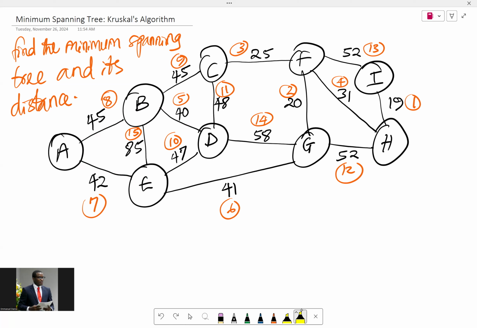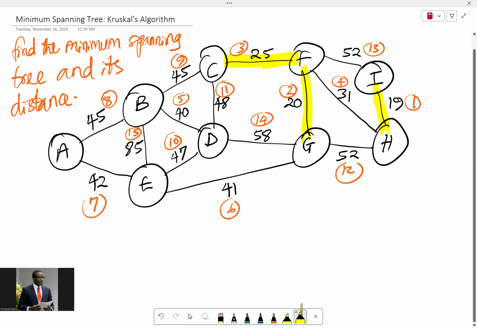So here the algorithm is different. We start from the smallest edge. 19 is the smallest, so with that, we add H and I to the minimum spanning tree. After 19, we have 20. With this, we are still good. F and G have now joined the minimum spanning tree. Then after that, we have 25. Now C has joined.